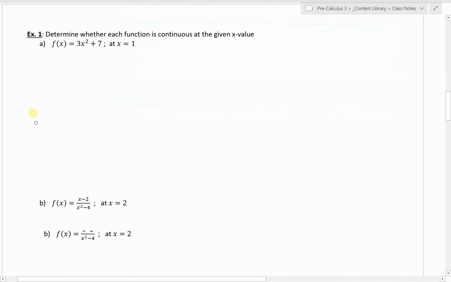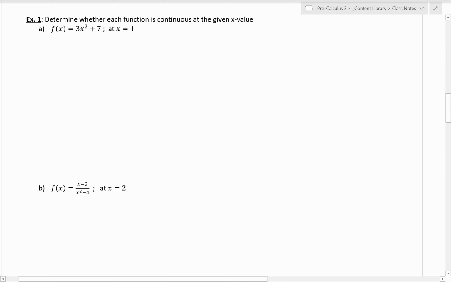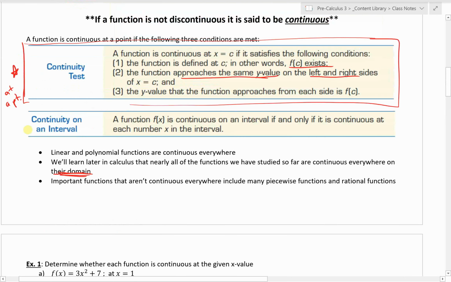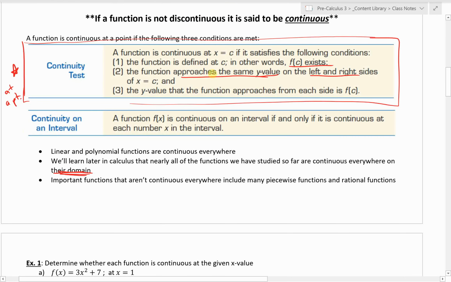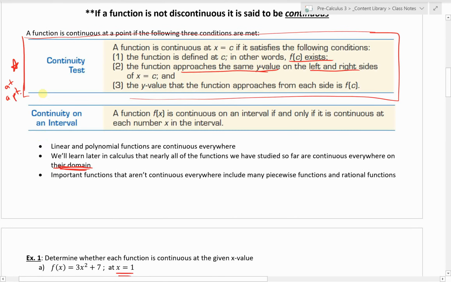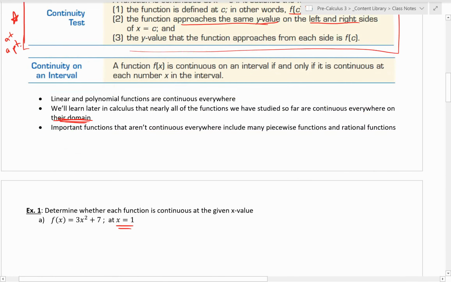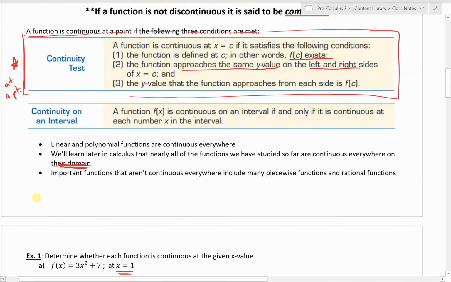So let's go ahead and do some examples where we determine whether a function is continuous. Starting here with this first one, it says determine whether each function is continuous at the given x value. So what we just said is a test for determining whether a function is continuous at a point. And in order for that to be true, the function has to exist at that point. It has to approach the same y value from both sides of that point, and the value that it's approaching from both sides has to equal the function value. So let's walk through that piece by piece, steps 1, 2, and 3.